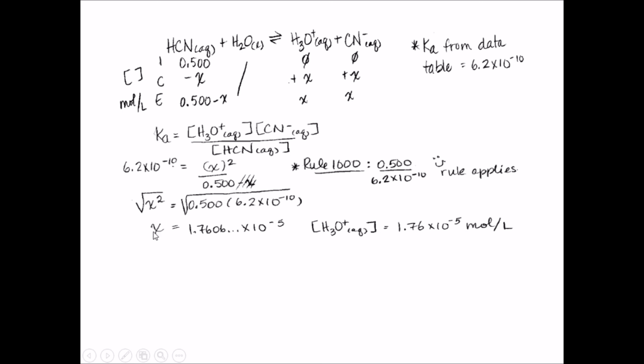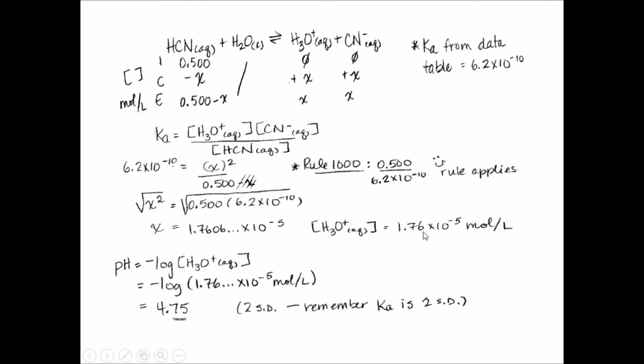When we complete our calculation and solve for X, X is equal to 1.7606... times 10 to the negative fifth. X is equal to the concentration of H3O plus. We then simply have to take the negative log of the concentration of H3O plus to find our pH value. pH is equal to the negative log of 1.76... times 10 to the negative fifth moles per liter. pH is equal to 4.75.